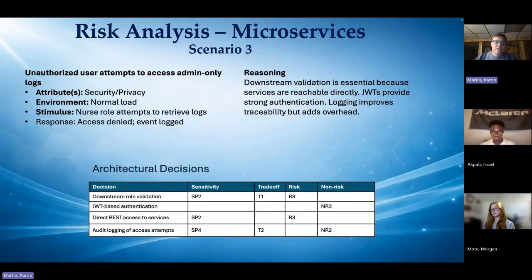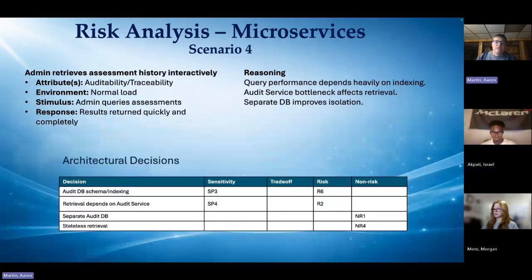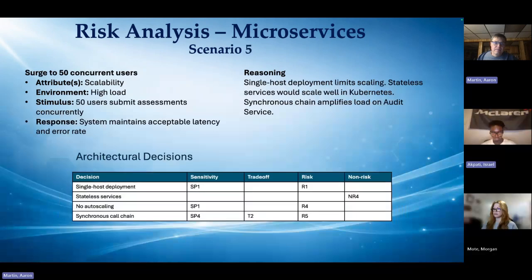This is attempts to access unauthorized data. Downstream validation and logging improve security and traceability, but they add some overhead. The next scenario is getting those assessment logs under normal conditions. Audit services can bottleneck retrieval. Using a separate database helps contain the impact.